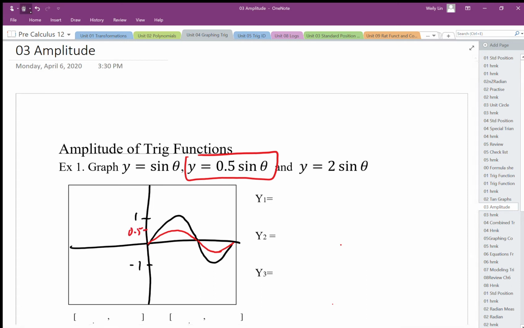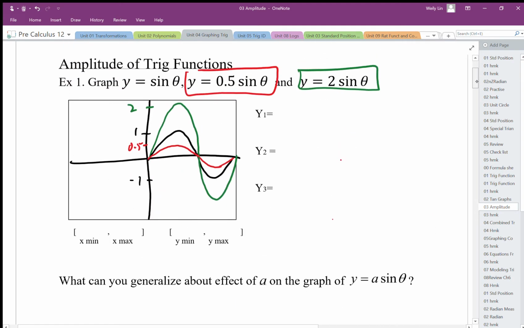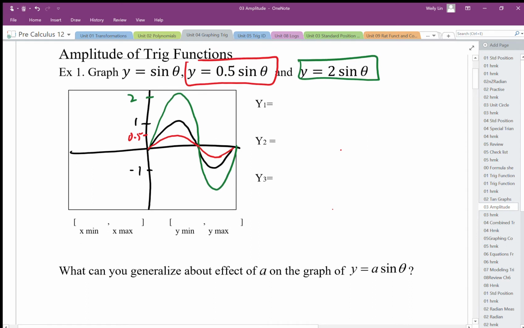So if I change that coefficient to a 2 sine theta, I'm going to now increase that amplitude by the same amount, but the zeros stay the same. And I have an amplitude of 2, which matches the coefficient. So the amplitude of the function is affected by that vertical expansion factor. So the effect of A, that A generally we'll say is our vertical expansion compression factor.